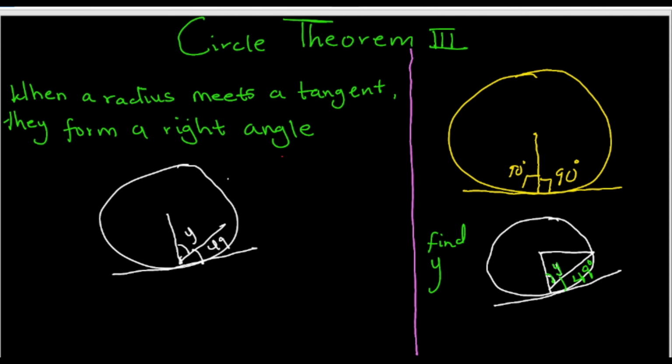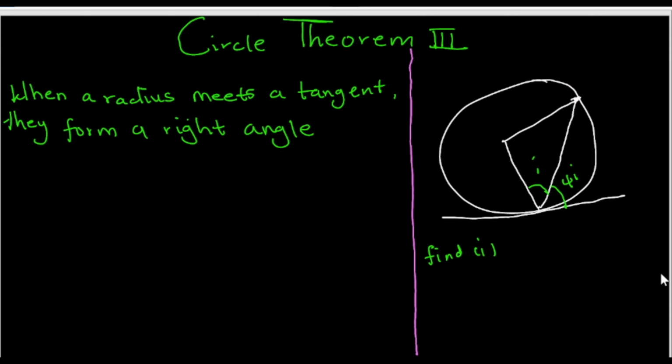remember that this entire place is 90 degrees, right? So if here is 90 degrees, then y will be equal to 90 minus 49, which would give us 41 degrees. So y equals 41 degrees. See, it's that simple. So this is how you solve this aspect of circle theorem that has to do with tangent and radius. Let's solve one more question.